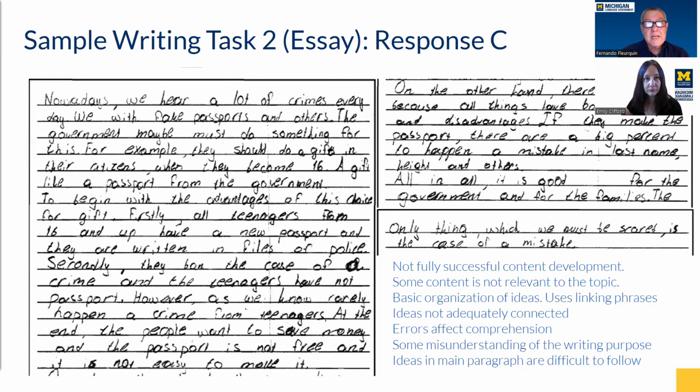Some other ideas are not clearly expressed. Like there are disadvantages because all things have both advantages and disadvantages, at the top of the second column there. That is not really something that is contributing to the argument or the topic that he has to elaborate on.